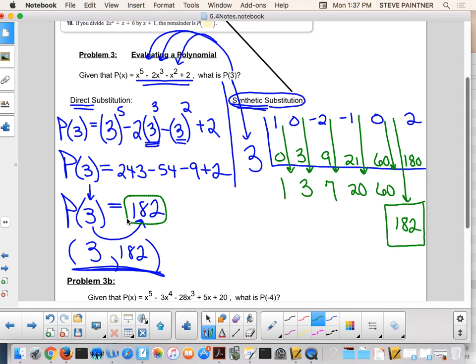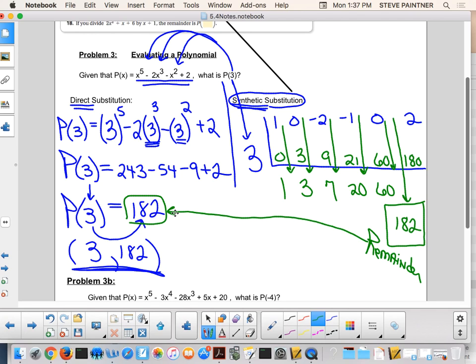So direct substitution gives you 182, and with synthetic you get the 182, but what's that number in synthetic? This is actually the remainder. If you were dividing, the remainder would be 182. So the remainder actually turns out to be your answer, so you don't have to do the direct substitution anymore if you don't want to.